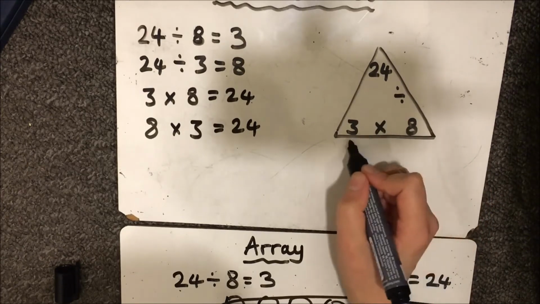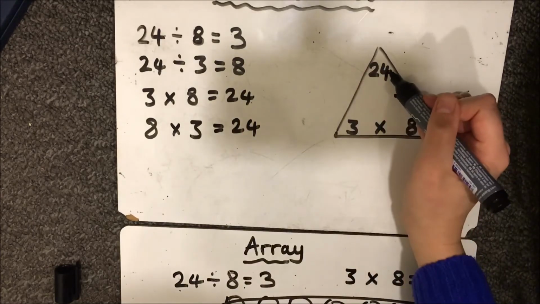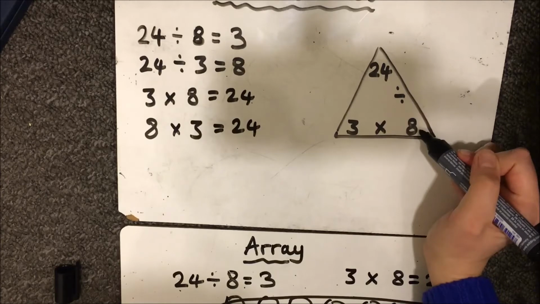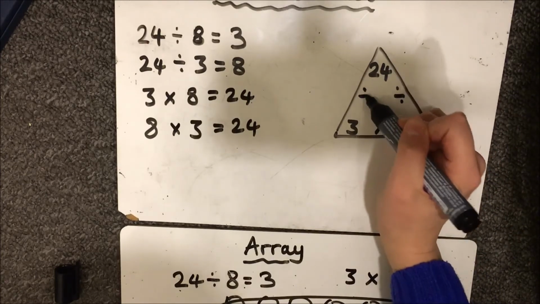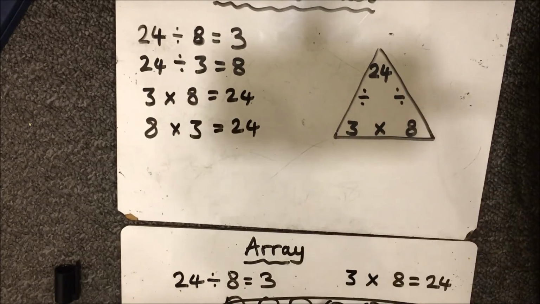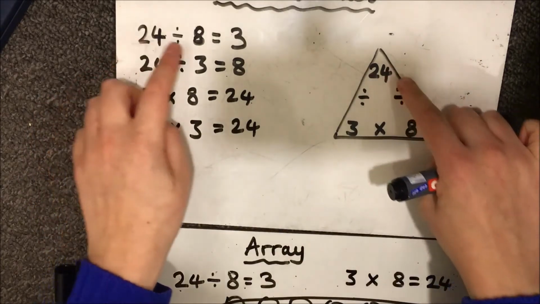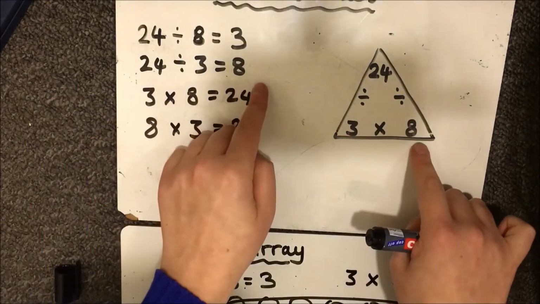Or 8 times 3 is the same as 24. Or I could go from the top. 24 divided by 8 is the same as 3. Or 24 divided by 3 is the same as 8. Do you see? 24 divided by 8, same as 3. 24 divided by 3, same as 8.